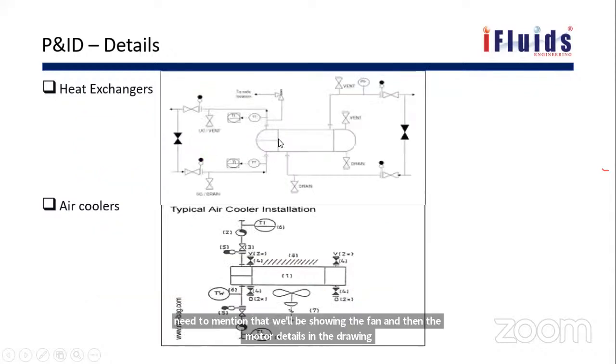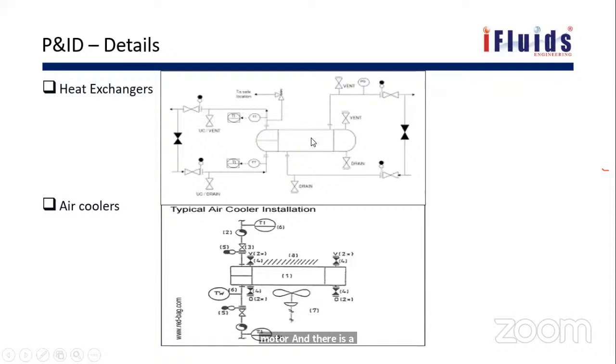And this is a typical heat exchanger you can see here. This is the heat exchanger with inlet and outlet isolation valves for maintenance and drain purposes. How will you drain the exchanger in case of opening the exchanger and pulling out the bundle, or cleaning the bundle through hydrojetting.